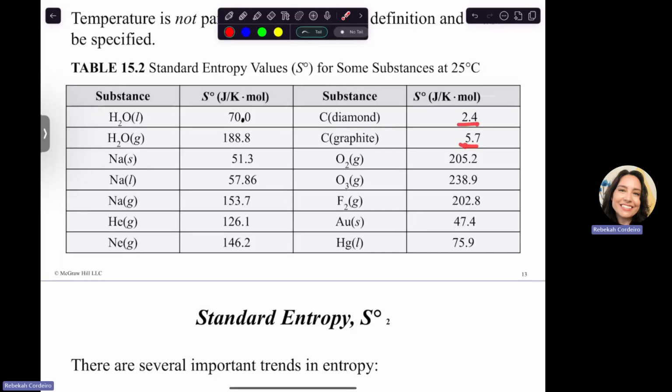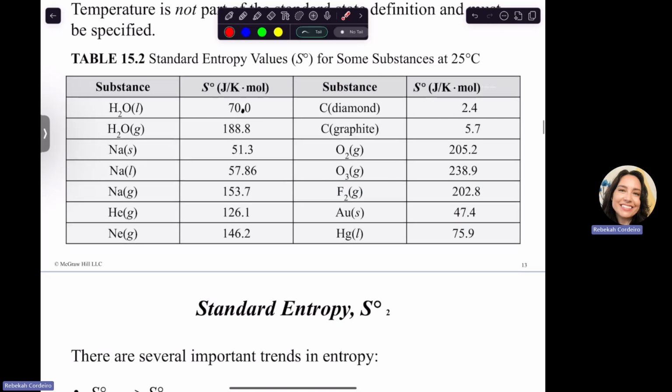Diamond is lower entropy than graphite. Diamond is super ordered, and the more ordered you get, the fewer arrangements you can have to remain in that order. Look at these oxygens. They're both gases, but the more particles you have, the more different arrangements you can get. So your entropy is going to increase. So just some things to note.